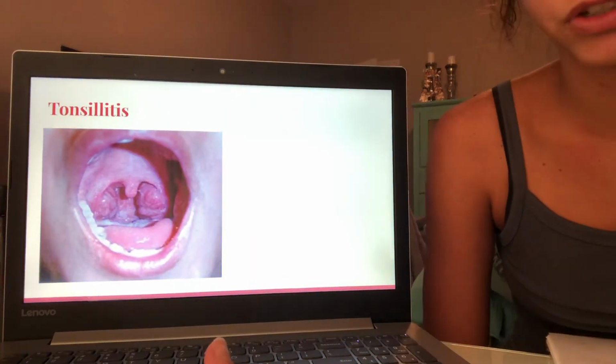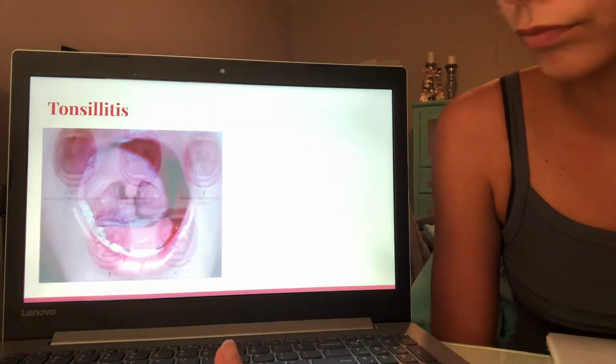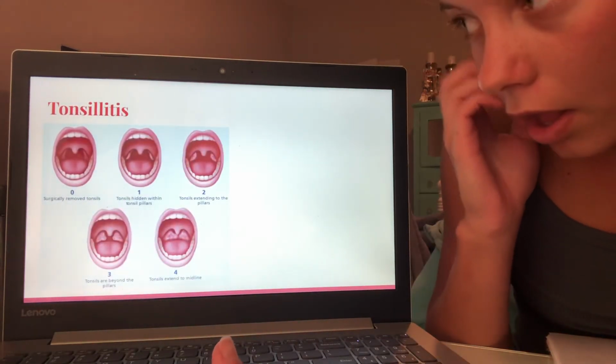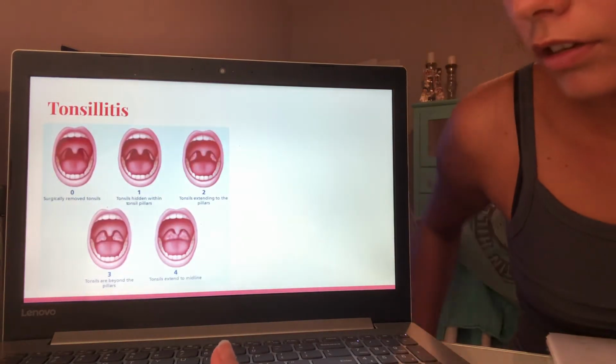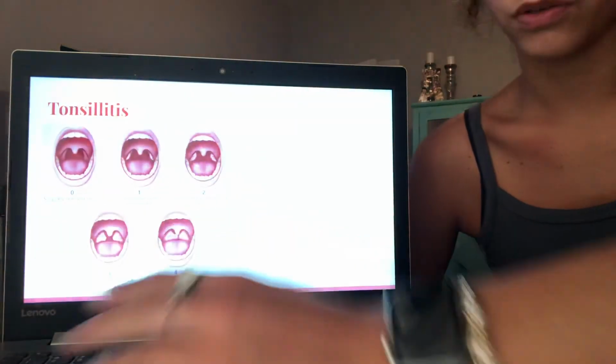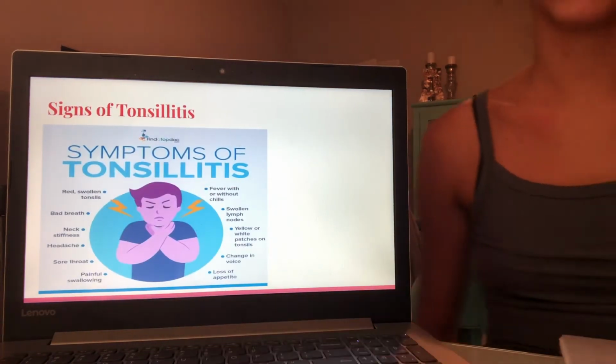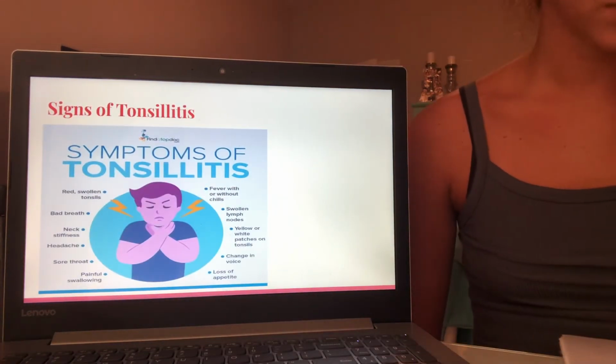And then there's another picture of how the tonsils are swollen. And then these are the different things they can do with the tonsils. And then symptoms of tonsillitis.